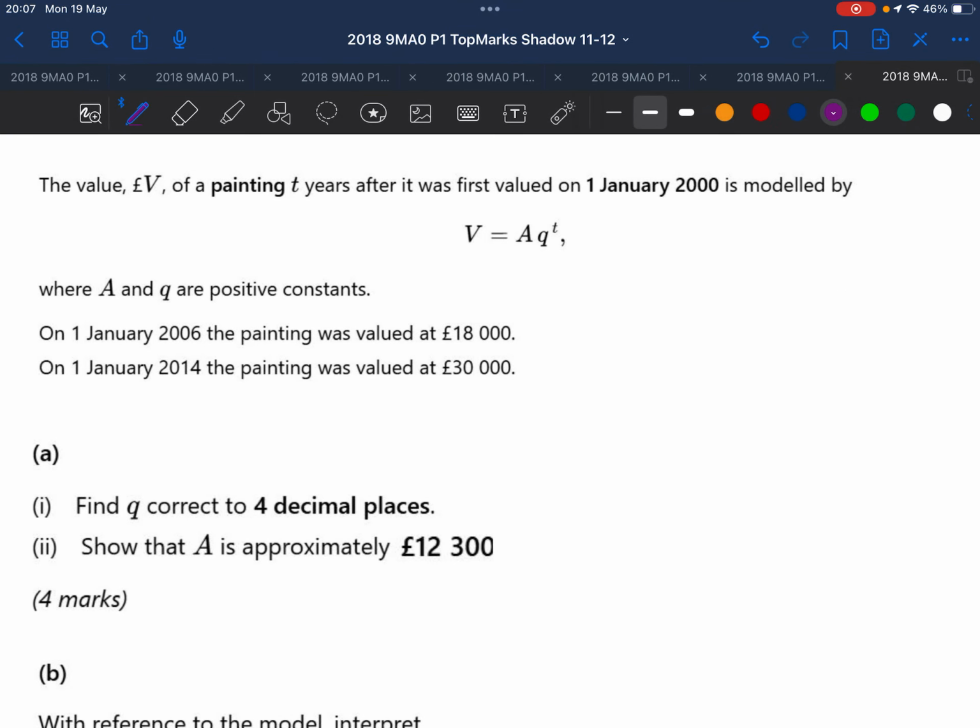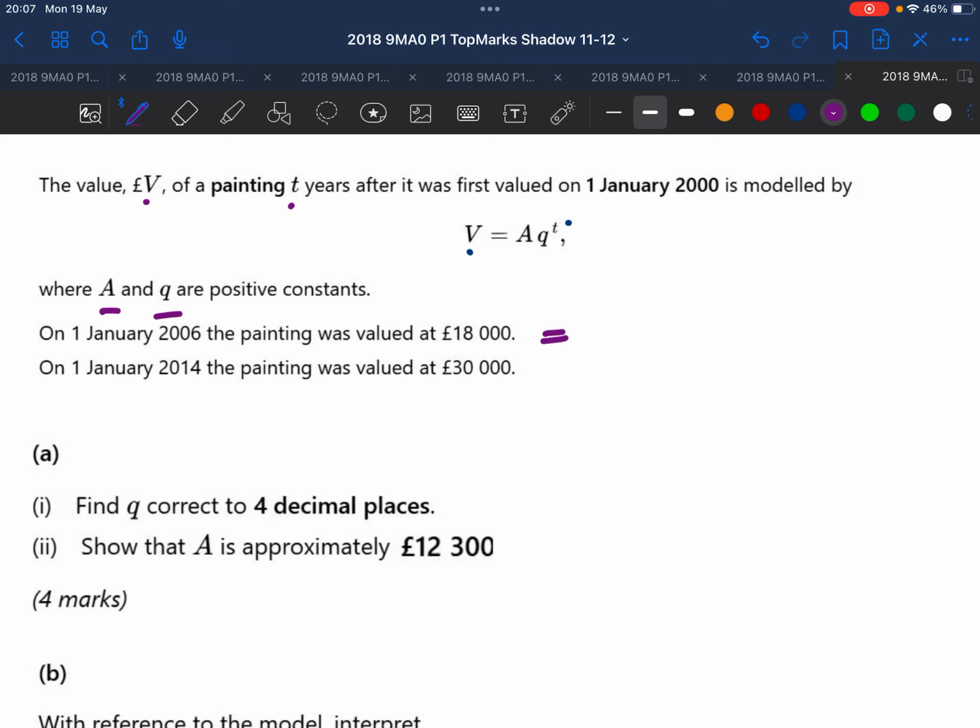Okay, so this is question 12 of our shadow paper. It says the value v pounds after t years is given by this equation. A and Q are constants. So the idea then is that t and v are going to be the variables that change. It says how many years afterwards, so 2001 would be 1 year after, so 2006 must be 6 years afterwards.